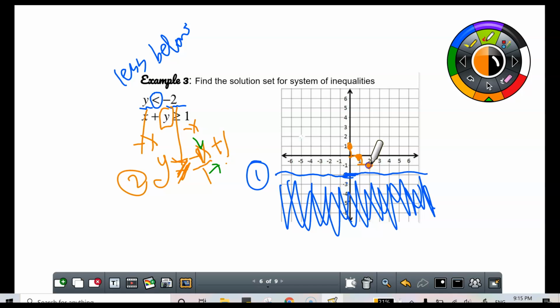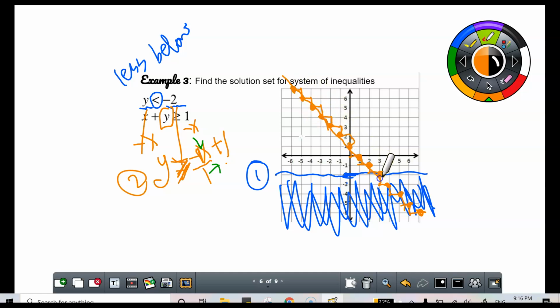Down 1, right 1. Your first move on the bottom is always go to the right. Okay? Down 1, right 1. And in the other direction, you're going to do the opposite: up, then left. So from the y-intercept, up 1, left 1. Keep doing it, connecting all of the dots.